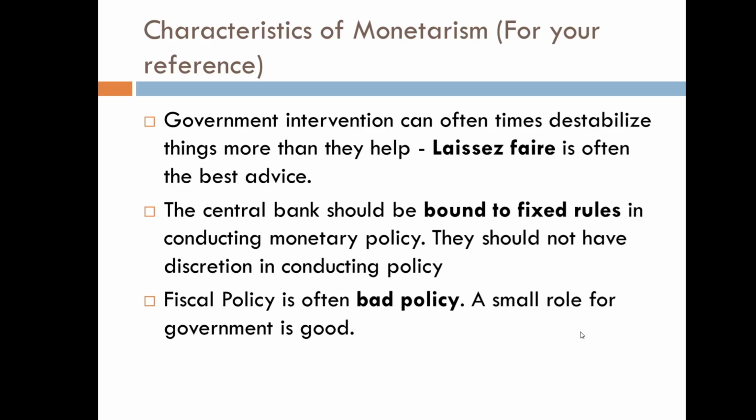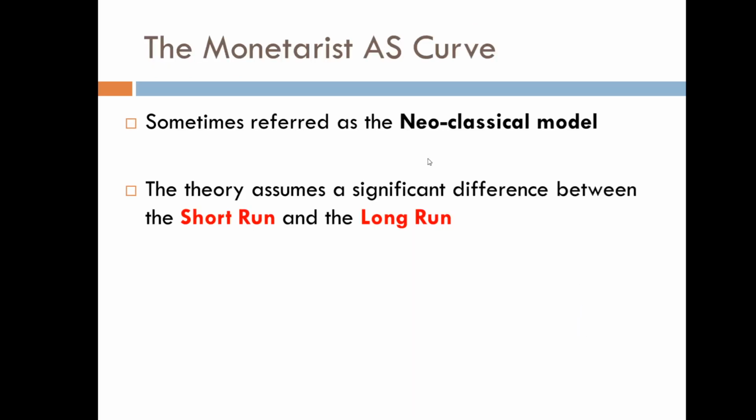And when we study the new classical model about AS, we are going to divide it into two stages. First of all, we have a short run, and then we have a long run. You will see there is a huge difference when the AS is in the short run and when it is in the long run. So we just have to remember this.